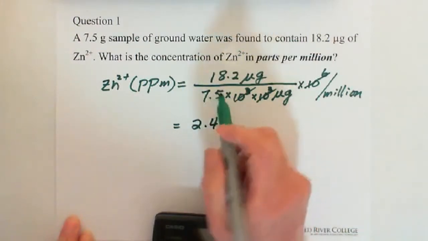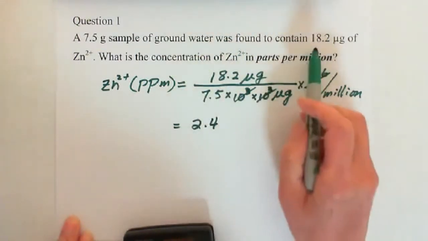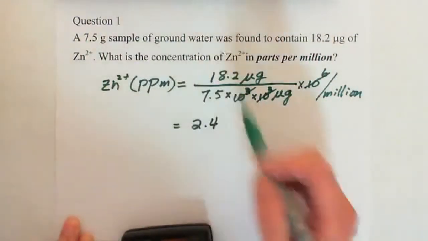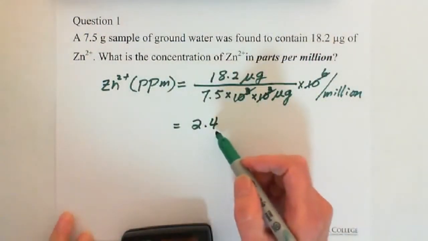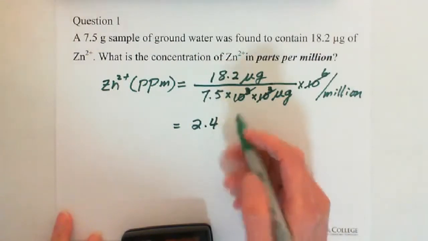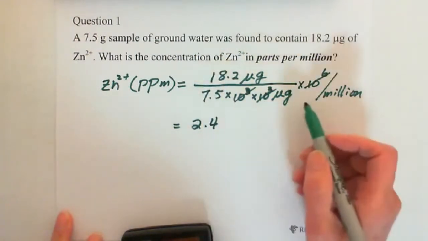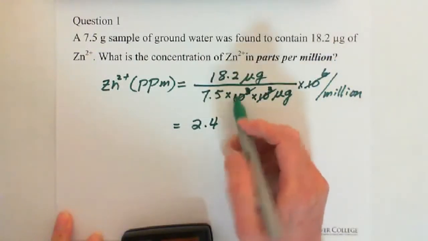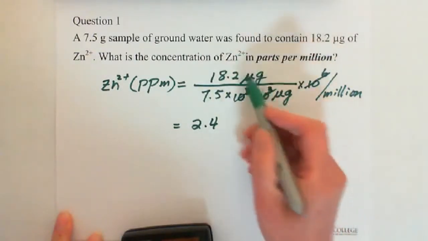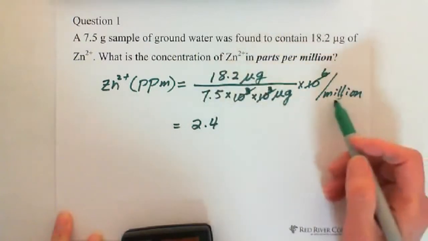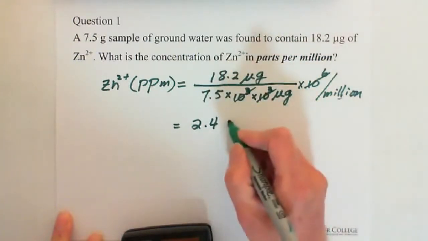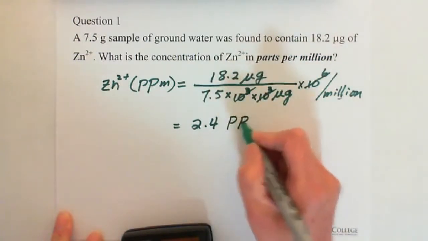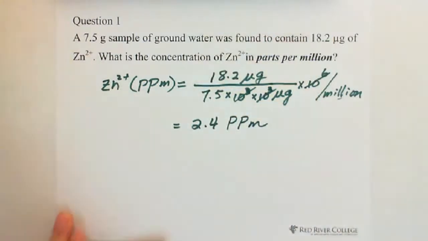We got 2.43, but because we only have 2 significant figures in 7.5, we only choose 2 significant figures: 2.4. This is per million, right? Parts per million. This is because the units cancel out, so you get no unit. This is per million, which is ppm. So 2.4 ppm. This is the concentration of zinc ions.